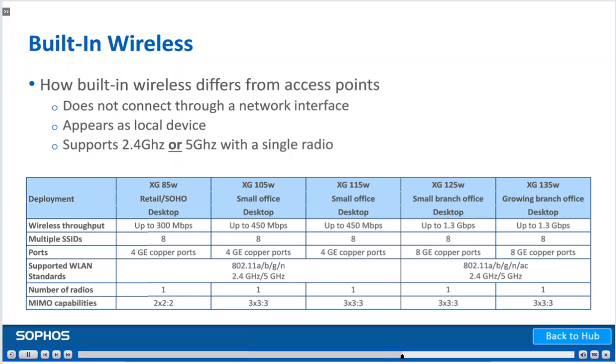The main items of note are, because the built-in wireless is part of the hardware and not connected through the network, you do not need to add any networks to the allowed interfaces. The built-in wireless will appear as a local Wi-Fi device in the access point list. It cannot be deleted from this list, and it will always be active.